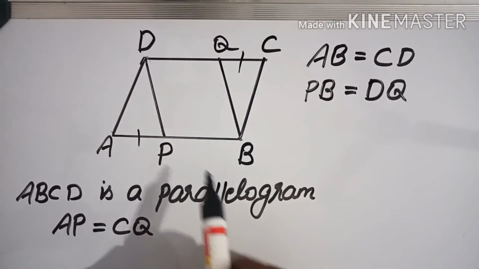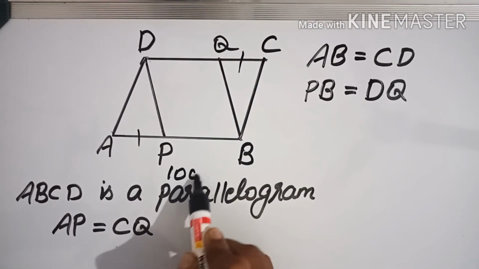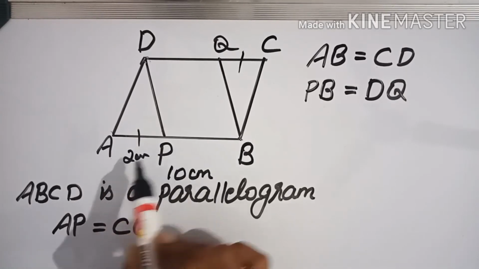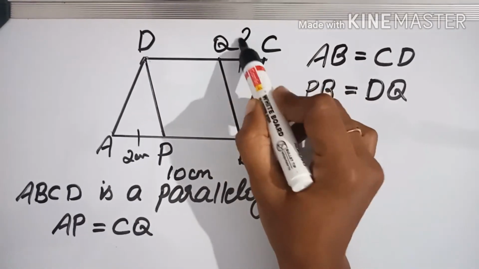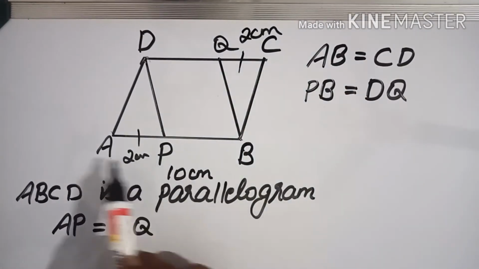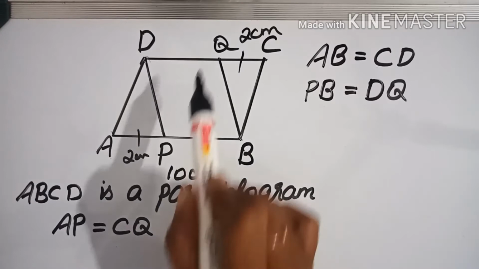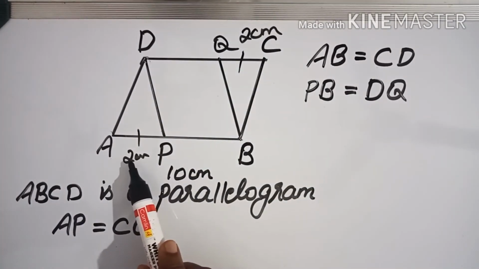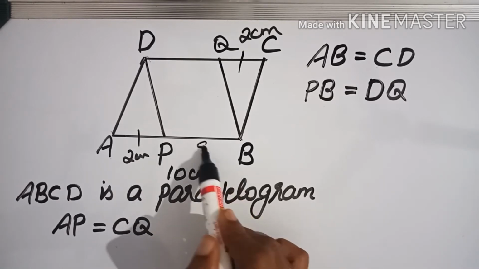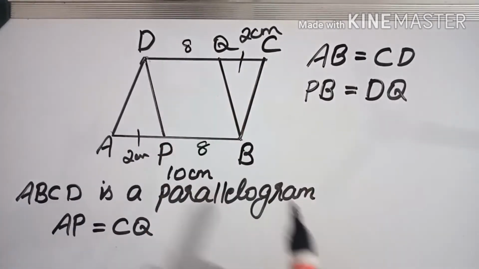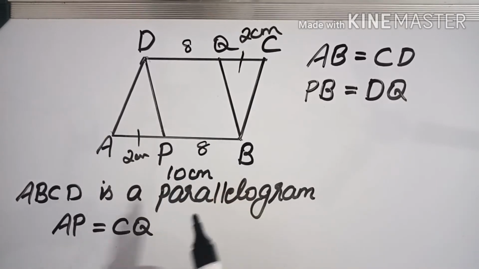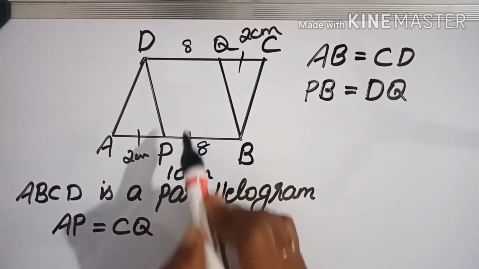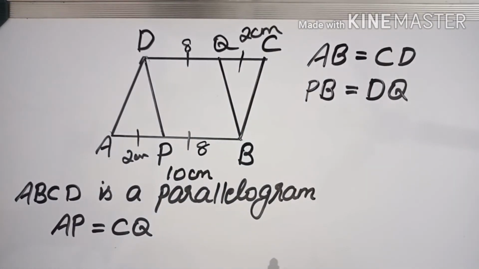For example, if AB is 10 centimeter and this AP is 2 centimeter. If this is 2 centimeter, CQ will also be 2 centimeter. And AB and CD equal means same 10 centimeter will be here. Now from 10 centimeter, if we are subtracting 2 centimeter, the remaining will be what? 8 centimeter here, 8 centimeter here. Just an example. Okay, just to understand this. So PB and DQ will be equal. So these two sides are equal.